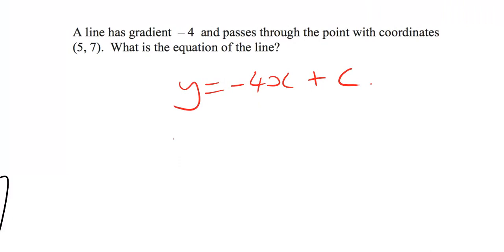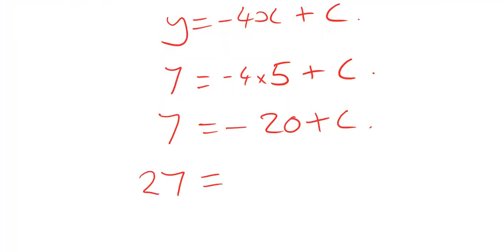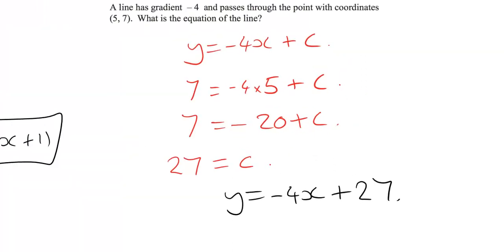We've got the gradient already. Just like last time, let's sub in y is 7 and x is 5, and that's going to help us find out what that c is. If I do that, I'm going to have 7 is equal to -20 plus c. I'm now going to add 20 to both sides, so that will be 27 is equal to c. My final answer for this equation is y equals -4x plus 27. Okay, I hope that helps. That was quite a simple one at the end there, so don't be put off by some of these differently worded questions.